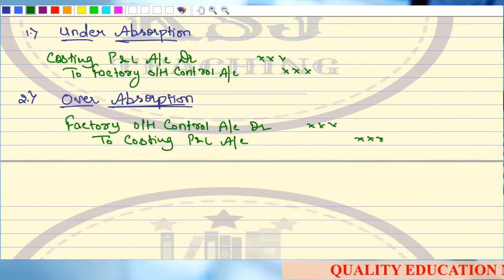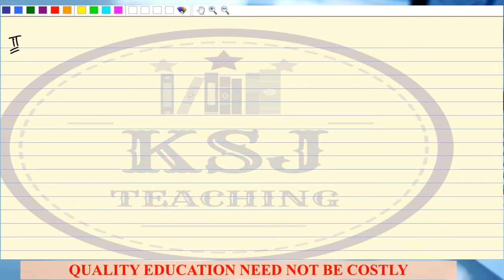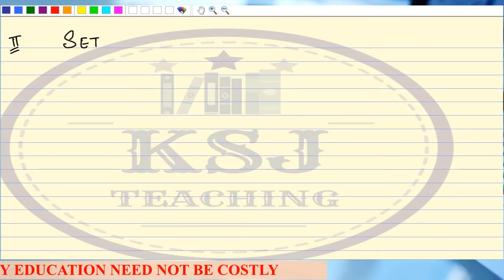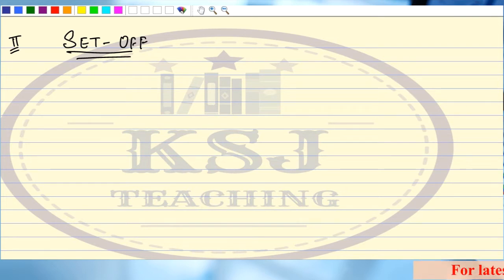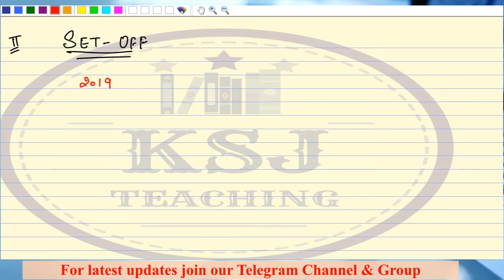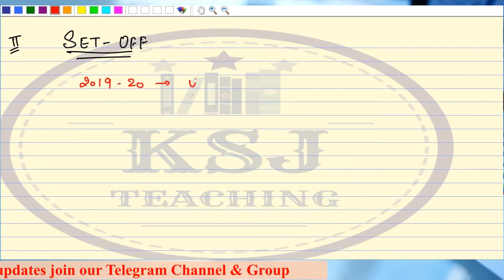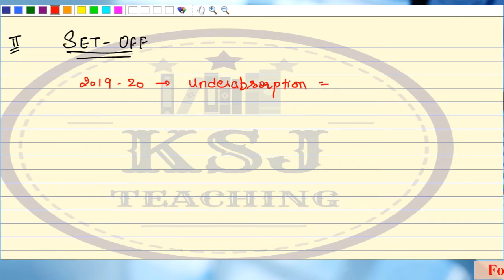Let's come to the second case now. The second case is set off. This is a very rare case. Even in practical problems, you won't find this case very often. What does the set off say? Say in the year 2019-20, there is an under absorption of, say, 10,000 rupees.